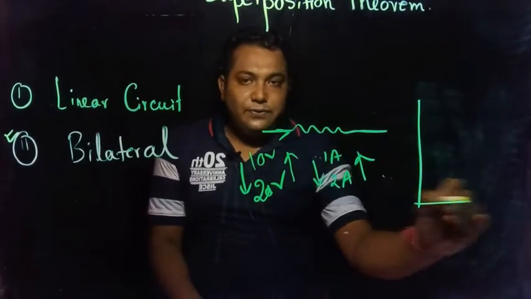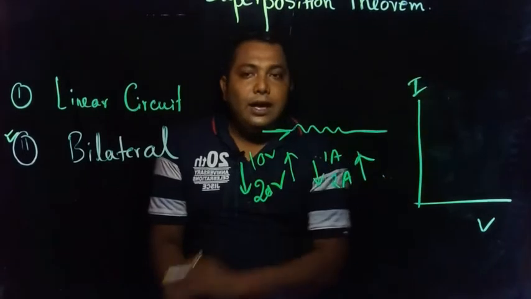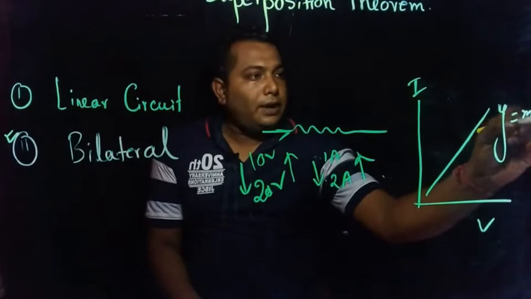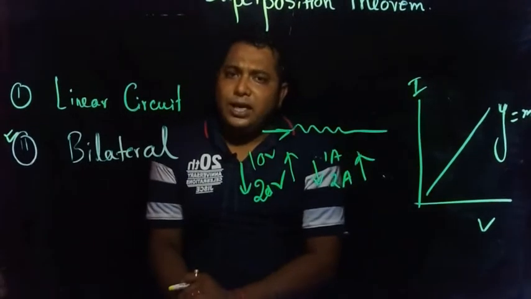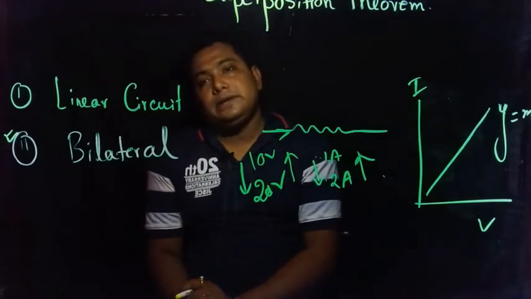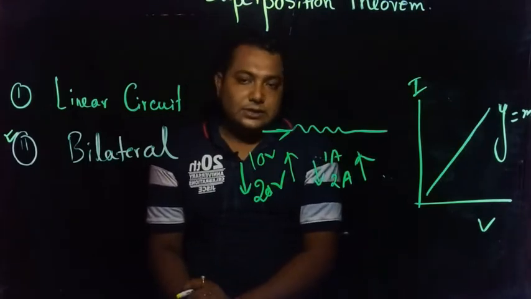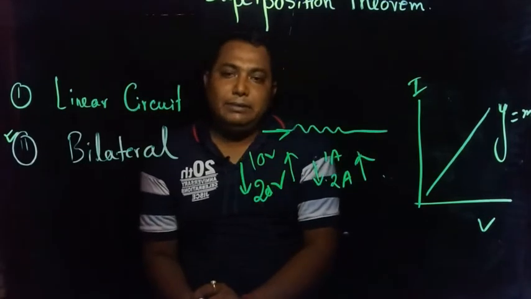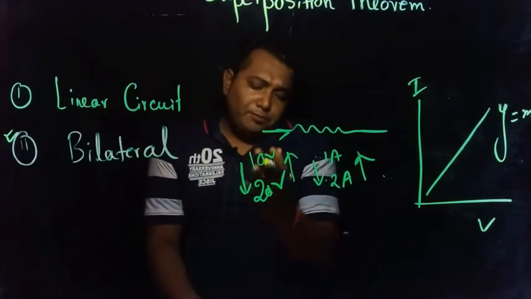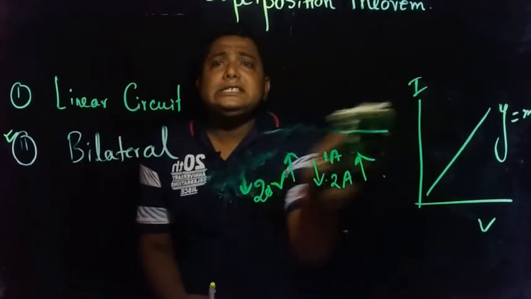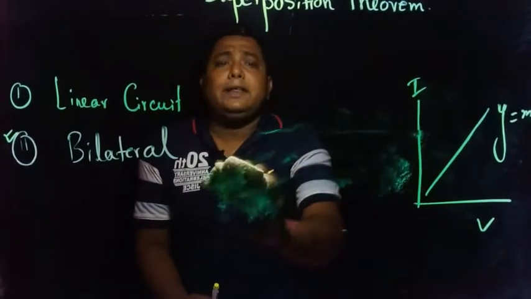That means if we draw a curve between V and I, we will get a straight line, that is y equals mx plus c. The element which follows this y equals mx plus c characteristic equation is known as a linear element, and a circuit which contains a linear element is a linear circuit. So these are the conditions for applying the superposition theorem.